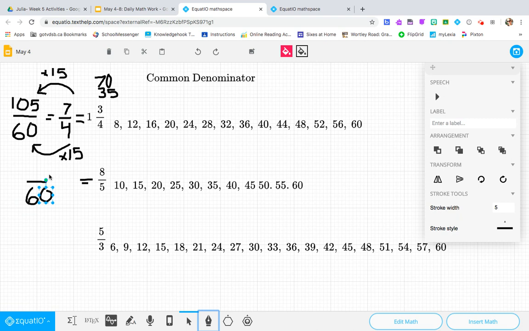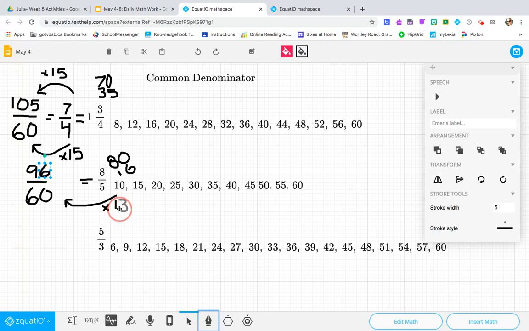8 times 12, for those of you again that can't do that in your head, we can break it into its parts. I would do 8 times 10 is 80, plus 8 times 2 is 16. Put those together to get our answer of 96. And I will just write here that we were multiplying that by 12.